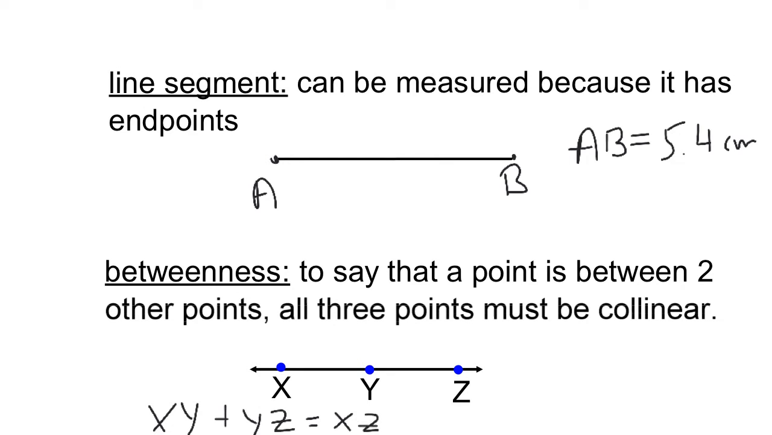This may be a little abstract, but let me give you an example. Let's assume the length of segment xy is 4 units. Let's assume the length of segment yz is 5 units. Do we agree that the length of segment xz will be equal to 4 plus 5, which is 9 units?